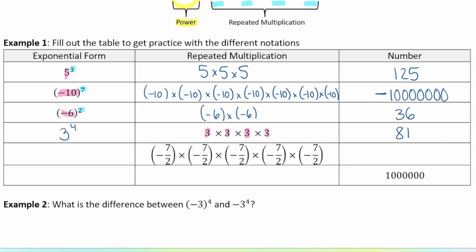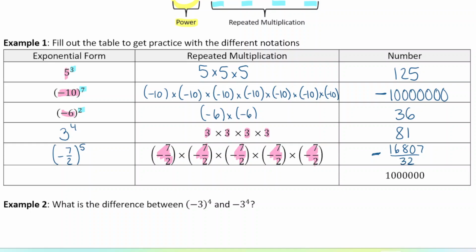Okay, now with fractions, it works the same way. Our base is still going to be this number here. So I'm multiplying by -7/2 5 times. So it's going to be (-7/2) to the power of 5. And when you multiply the numbers, you just multiply the numerators and the denominators like you would normally multiply fractions. So the answer is going to be negative since there's an odd number of them. And 7 times 7 times 7 times 7 times 7 is a big number. It's 16,807. And 2 times 2 times 2 times 2 times 2 is 32.